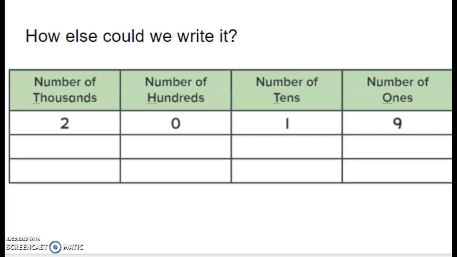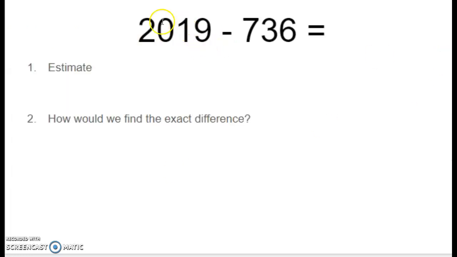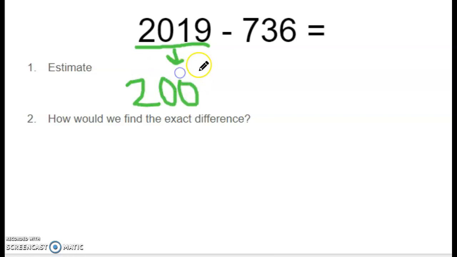Okay, so I have a challenge for you. We're going to look at these two numbers and we're going to subtract them. But first we're going to estimate. So 2,019 is pretty close to what number? 2,000. Good. It's closer to 2,000 than it is to 3,000.